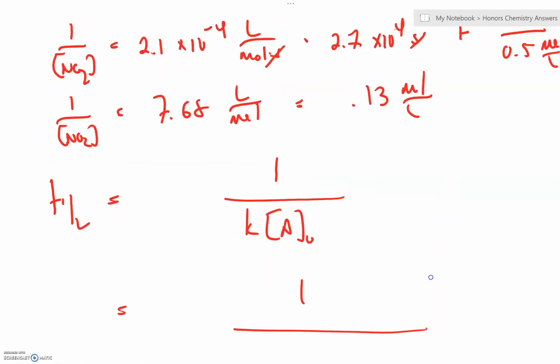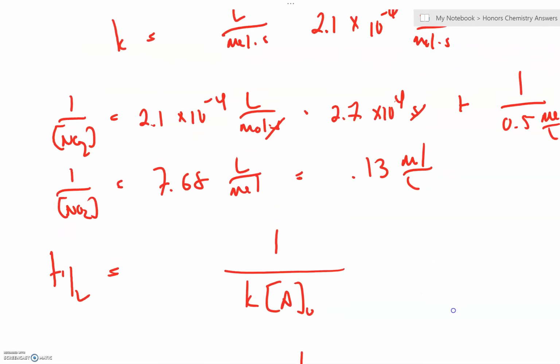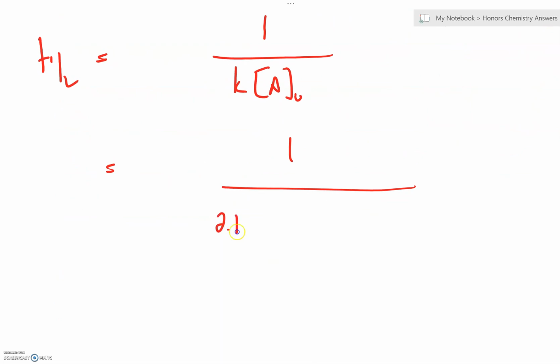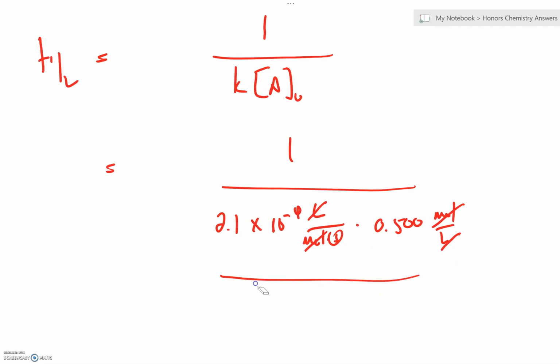Here's our value for k, 2.1 times 10 to the negative 4 liters over moles seconds. And our original concentration is 0.5 moles per liter. So liters will cancel liters, moles will cancel moles, leaves our answer in seconds. So what I'm going to do is take my calculator, do this on the bottom, multiply this, and then I'll just invert that, and that will give me my answer.